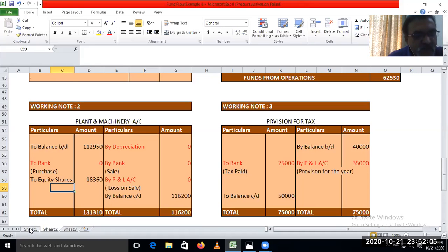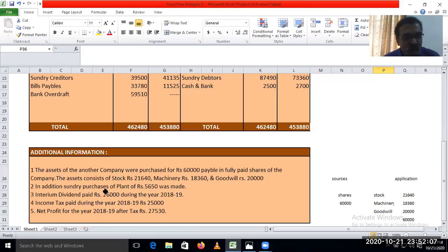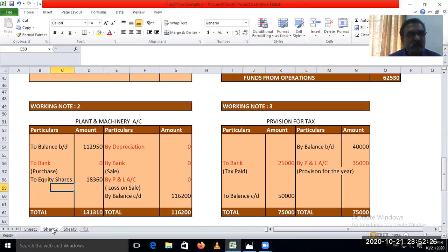Now, in addition to this, there is adjustment number 2. In addition, sundry purchases of plant of rupees 5,650 was also made. Means in addition to this 18,360, there is the additional purchase of rupees 5,650, and that is by way of cash or bank. So purchase of asset, plant and machinery account debit to bank account. Here credit has been given to bank account. Okay.